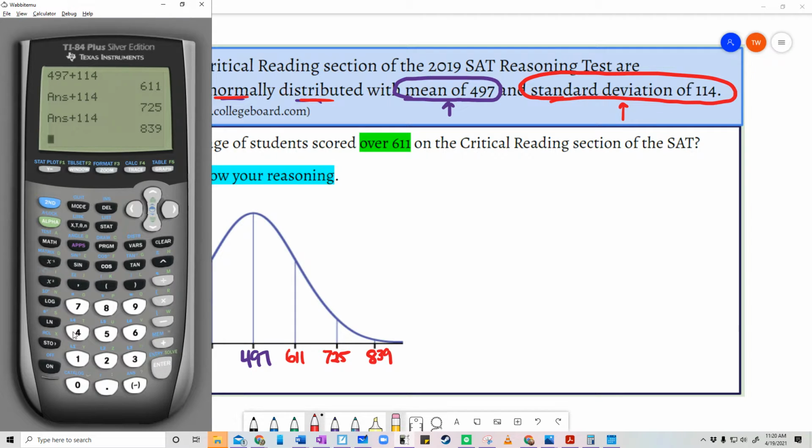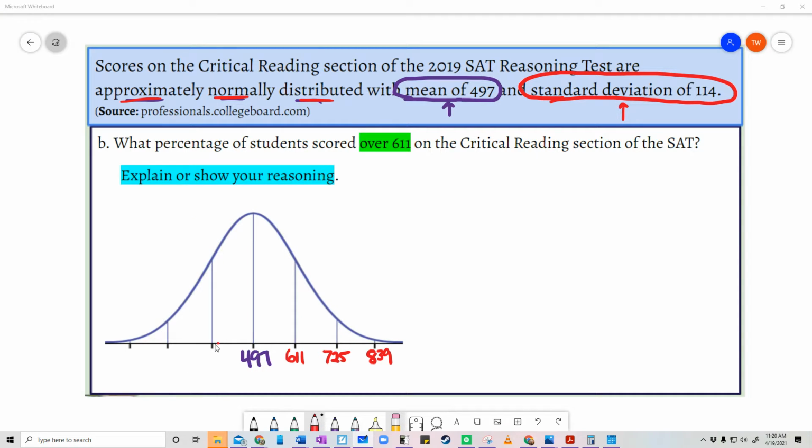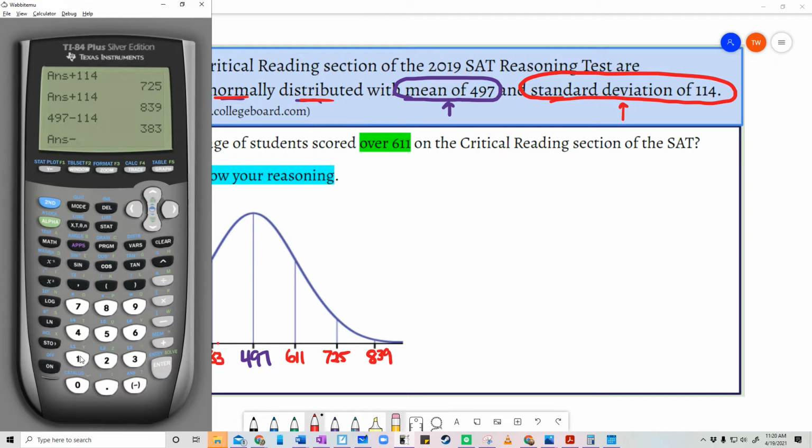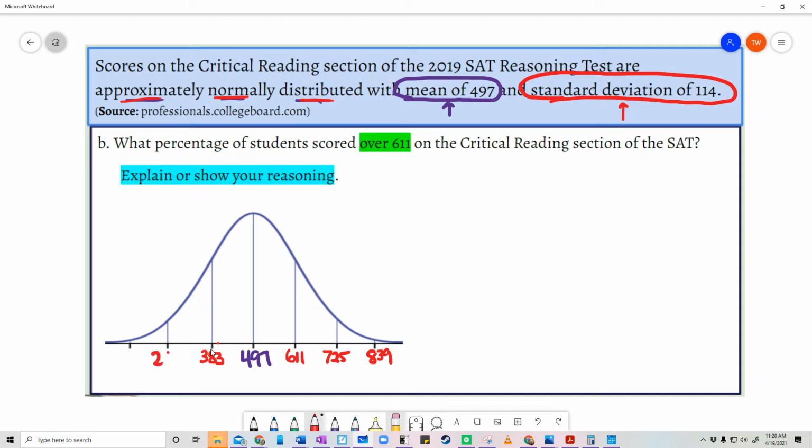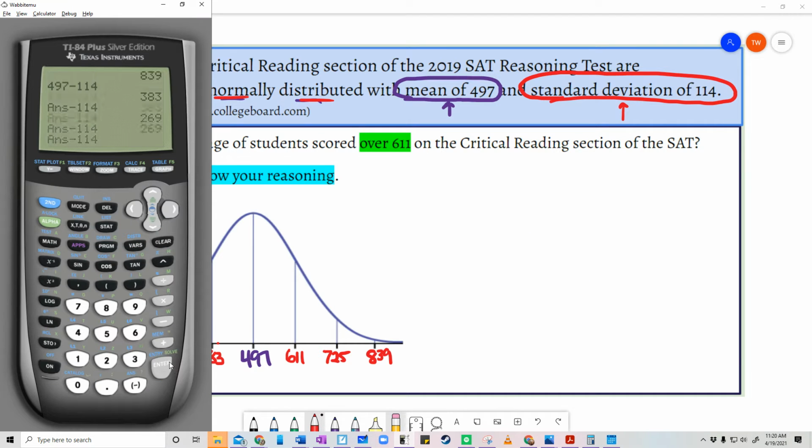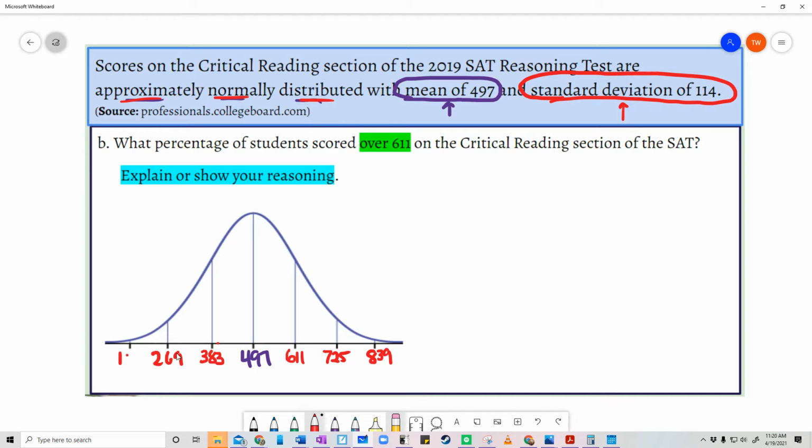Then I'm just going to restart at 497 and start subtracting 114. So 1 below the mean would be 383. Then 269. And then 155.